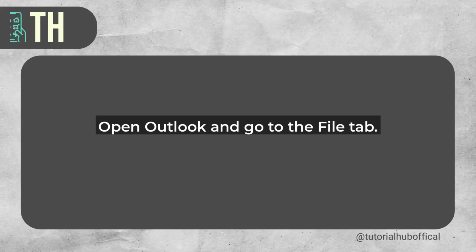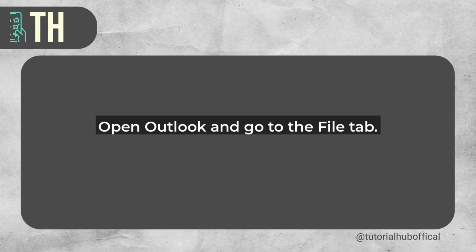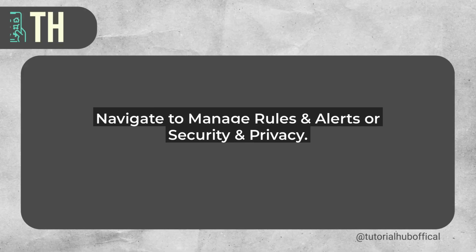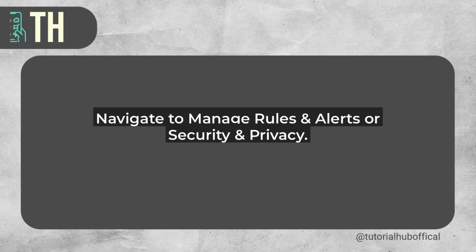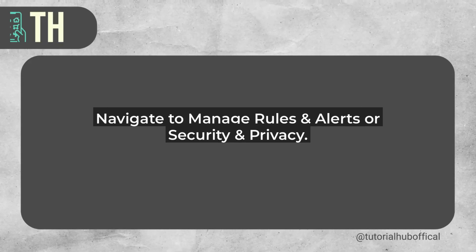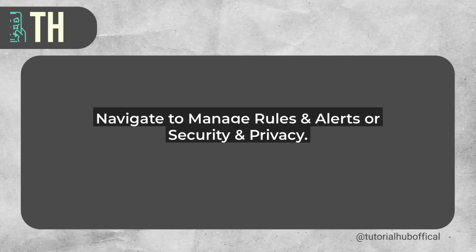Start by opening your Outlook application on your computer. Make sure you're logged in with the correct account. Once you're in, head to the top menu and click on the File tab. From there, select Manage Rules and Alerts or directly go to Info, and then Account Information. Look for the Security and Privacy section. This is where the magic happens.